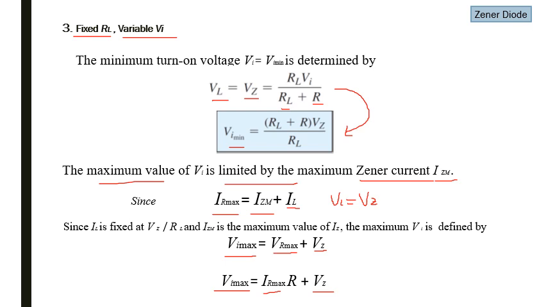There are a few examples in your textbook. You can solve those examples to have a deeper look at how we can find different circuit quantities for these different conditions.